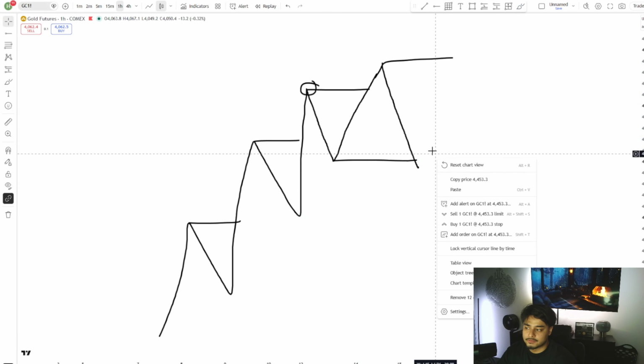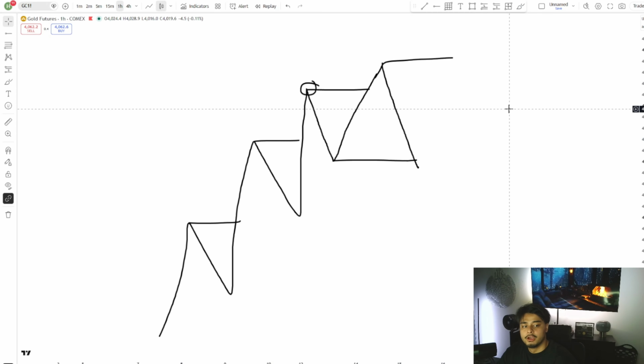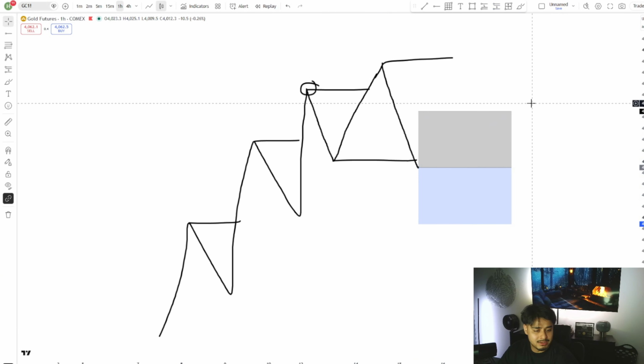Is this an hourly break of structure going down right here? For the ones that said yes, this is a break of structure. Now, this is where we would enter our trade. Keep this in mind, this is not how I usually take a trade. I probably use this once or twice a week. But for you guys, you can potentially take a trade like this. But yes, we take a trade right over here.